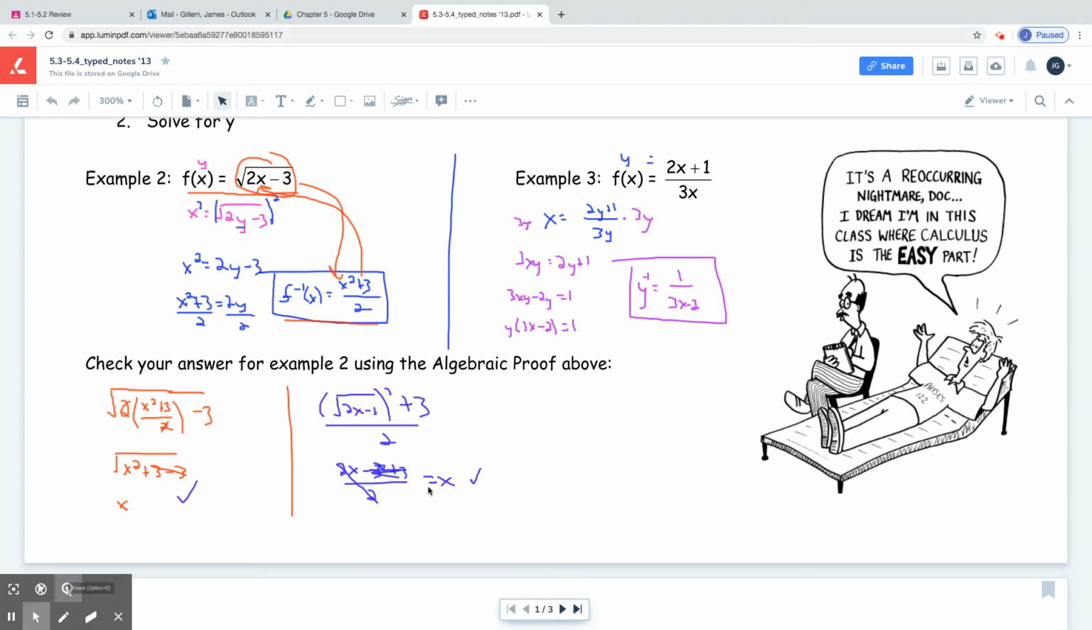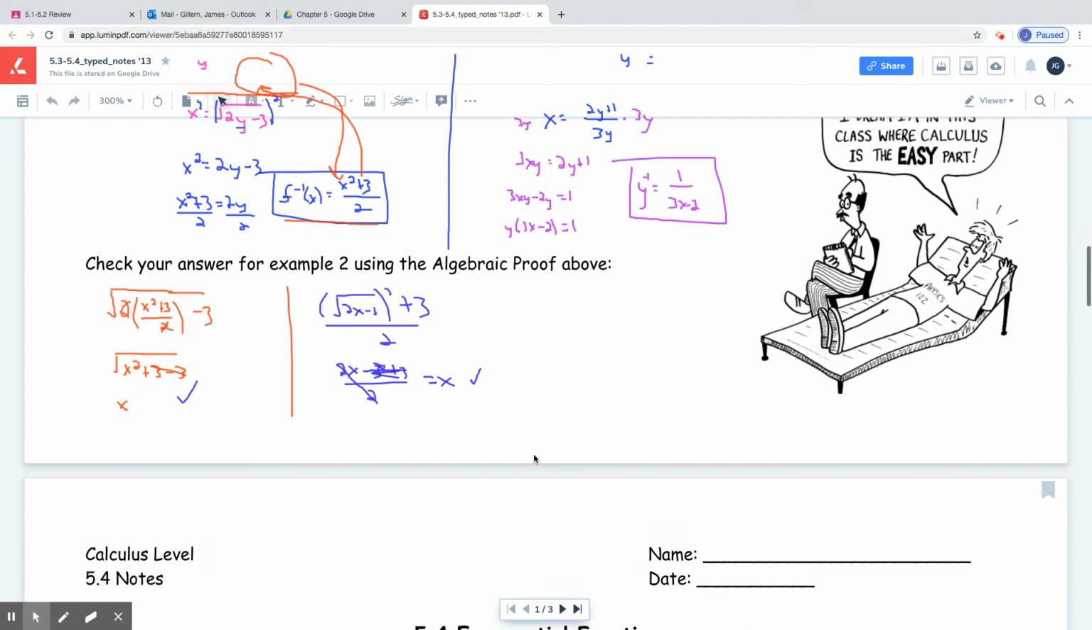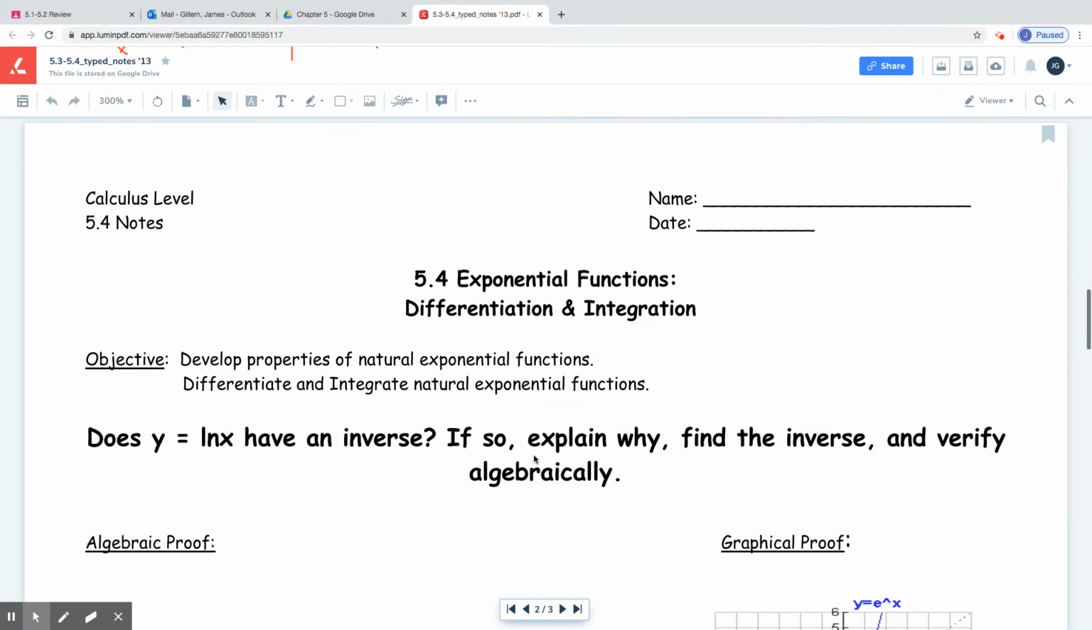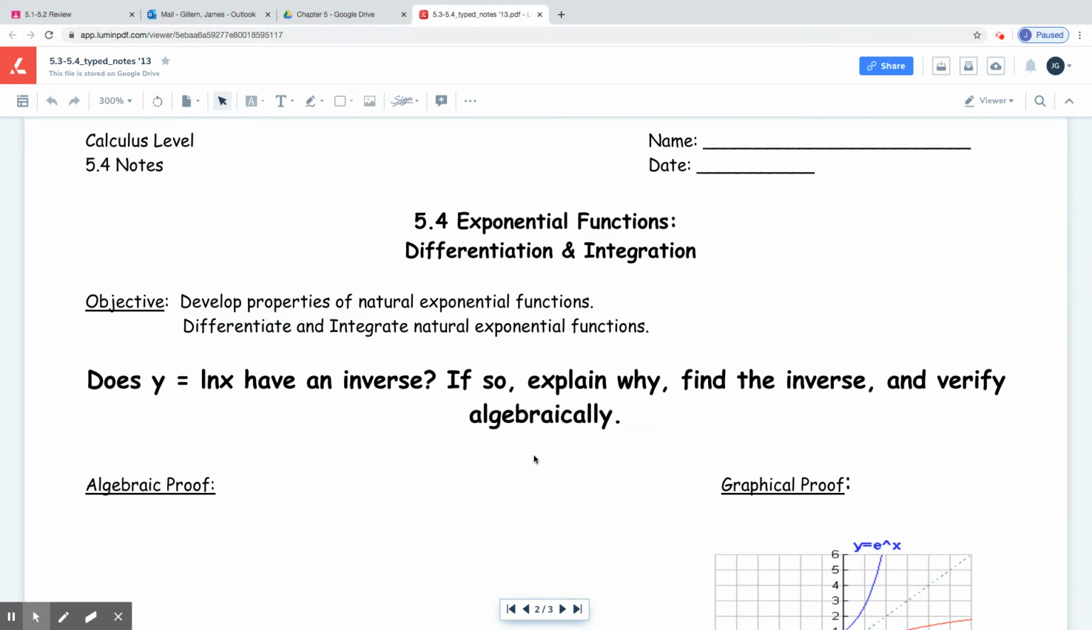All right. So that's that. Now, why are we talking about inverses? Well, last section we talked about natural logs. Well, guess what? Does natural log of x have an inverse? It does. All right. The inverse of a natural log is actually an exponential. It is y equals e to the x.